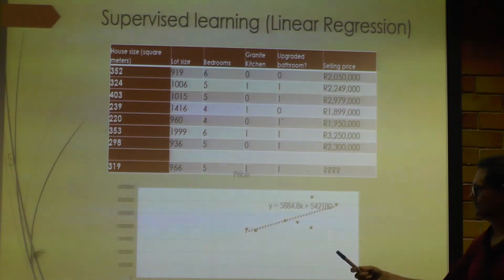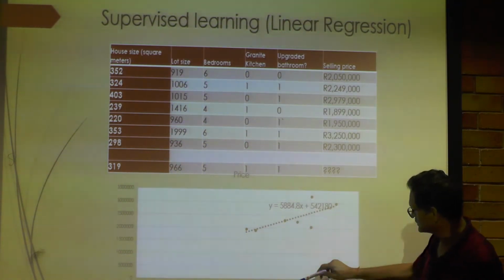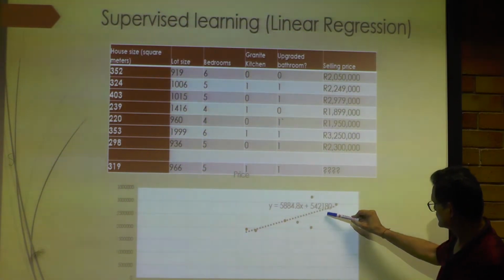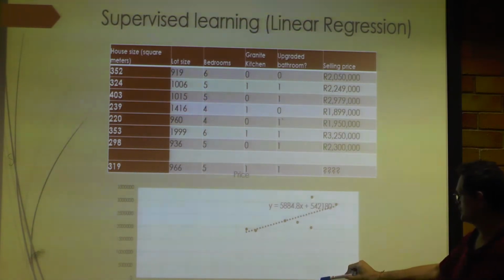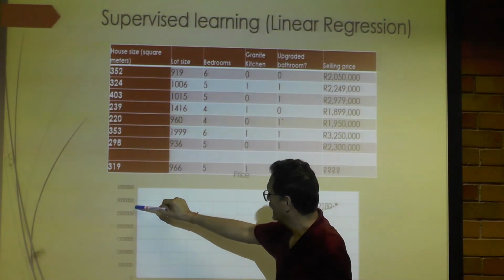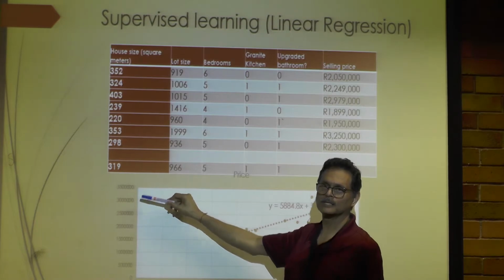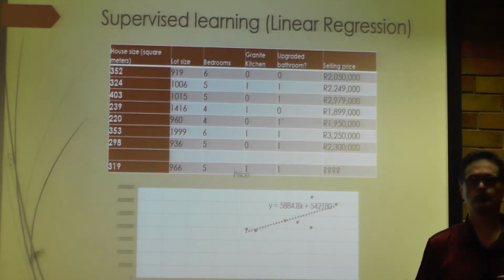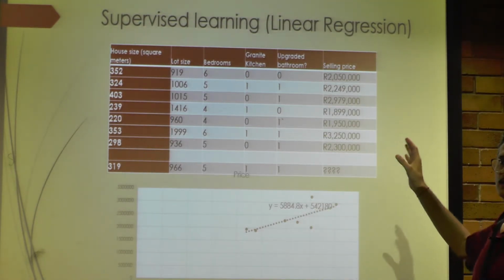Once I've got this line here, if I want to know the cost of any other house, for example, what would be the price of a house that is 375 square meters? From 375 you'll go all the way up there, and then you'll go that side and you'll see the price of that. So that is how you do the prediction using linear regression.